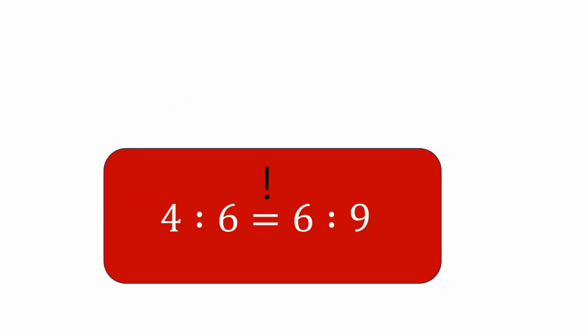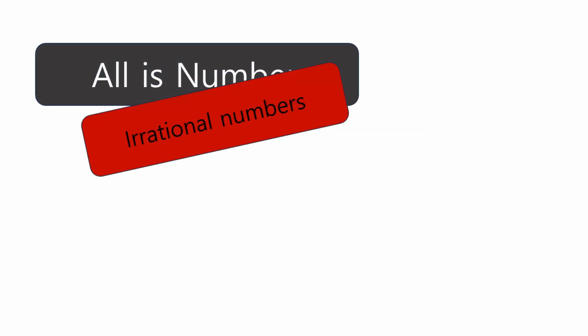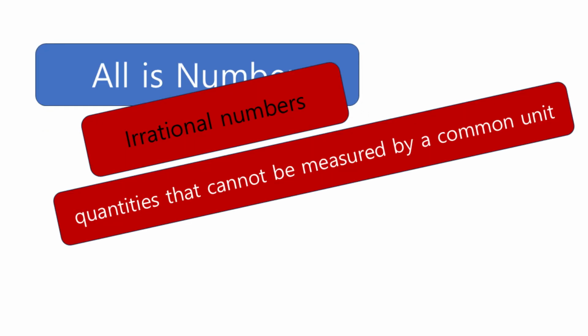The Pythagoreans held proportion in high regard. They believed that all is number. By measuring numbers with a single fundamental unit, they established the cosmic order and the harmony of all things. However, their theory of proportion had a weakness: the existence of irrational numbers, or quantities that cannot be measured by a common unit. The discovery of irrational numbers caused confusion in the concept of number and proportion.